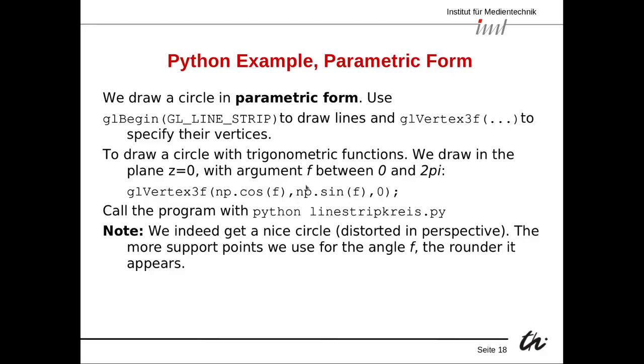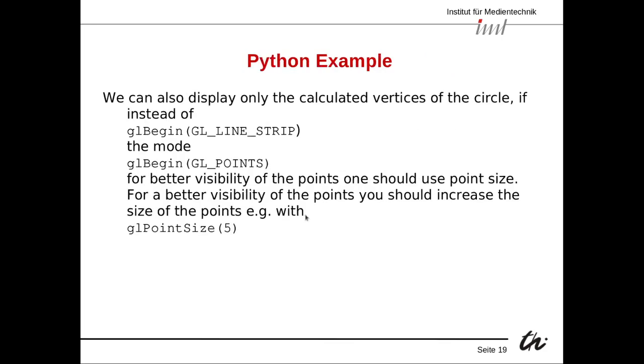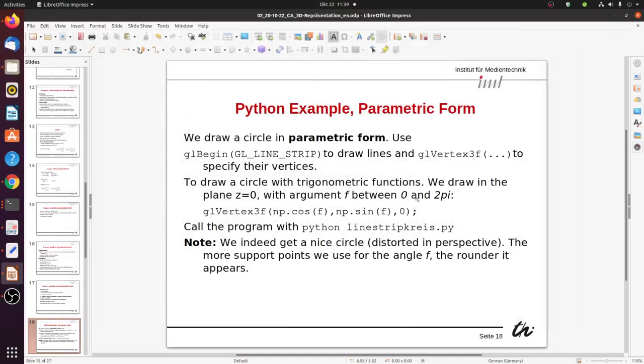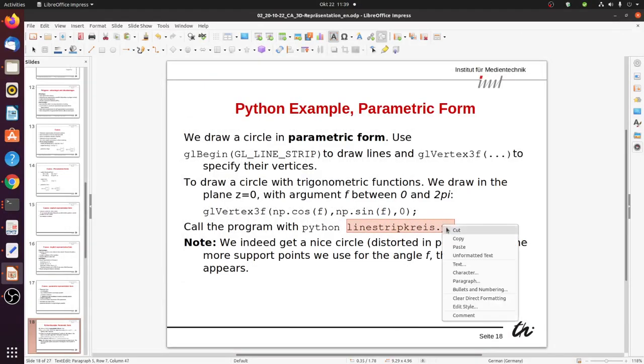The third dimension would be z, but since we just look at a plane here, we just set it to 0. So this is on the plane z equals 0. But in general, you could also add some other value here. And then it's in this program. Let me open this program. Line strip Kreis. It means line strip circle.